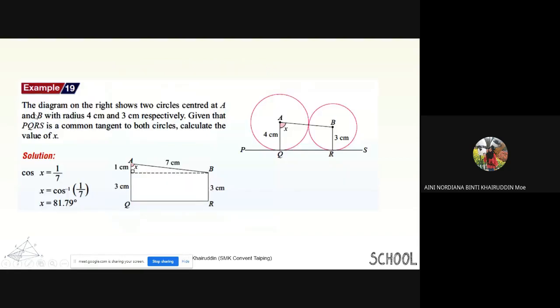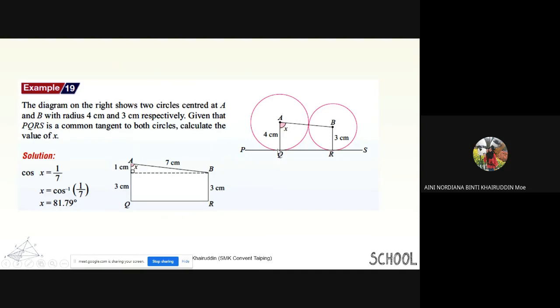Okay, example. The diagram on the right shows two circles, centers at A and B, with radius 4 cm and 3 cm. So these are two circles with different sizes, the smaller circle is 3 cm radius and the bigger circle is 4 cm radius. Given that PQRS is a common tangent. So the common tangent means this tangent kongsi untuk dua circle ni. Calculate the value of X. So the value of X here is the angle.